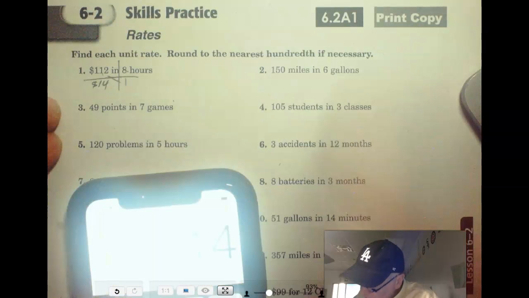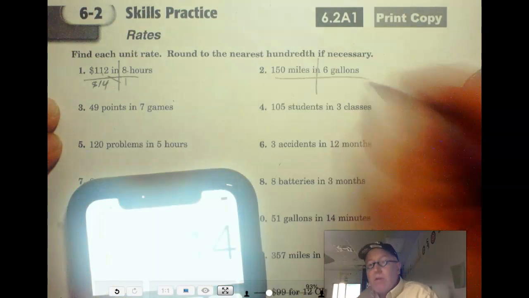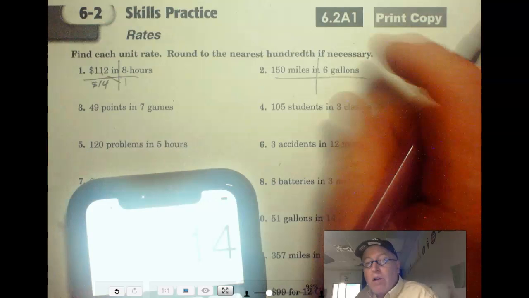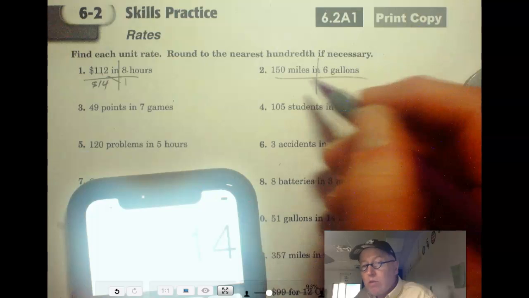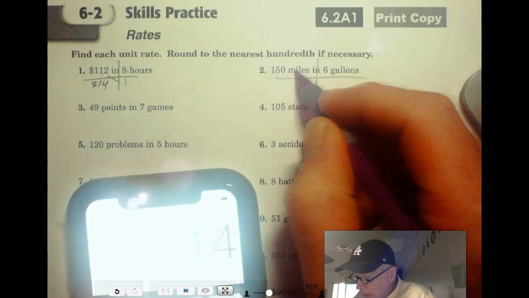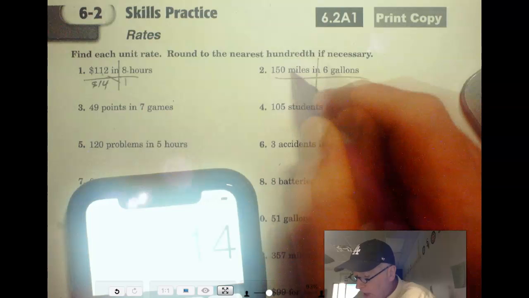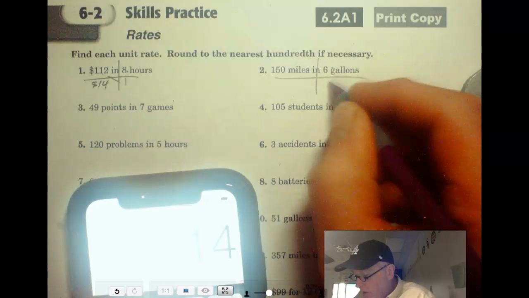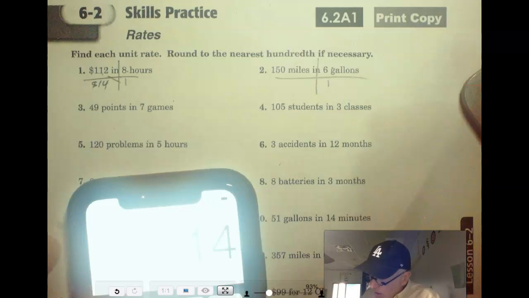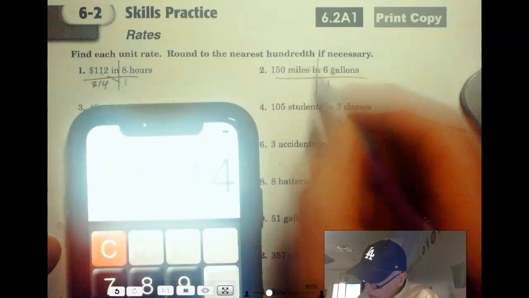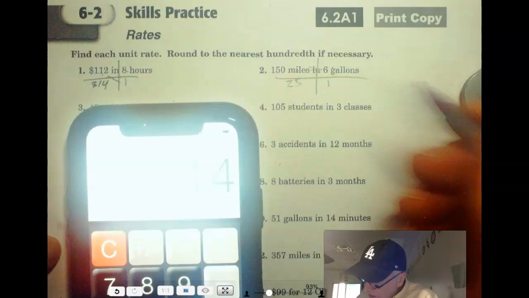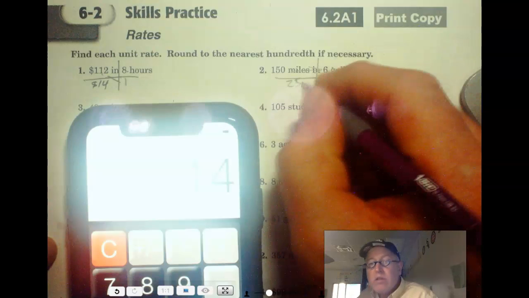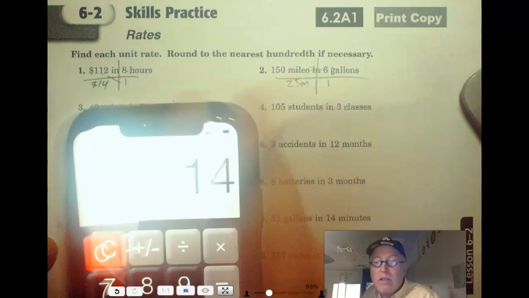Okay, here's another one. Now, we have miles and gallons. Well, we can think about it this way. This is from Mr. McNeil in 7th grade. Do we want to know how many miles per gallon or how many gallons per mile? We want to know miles per gallon, right? So we put down the 1 underneath the gallon, and then we're just going to divide it up. 150 divided by 6 is 25 miles per 1 gallon of gas.